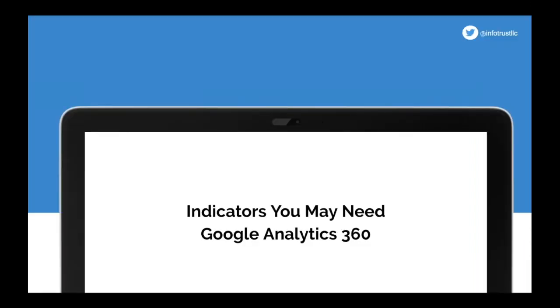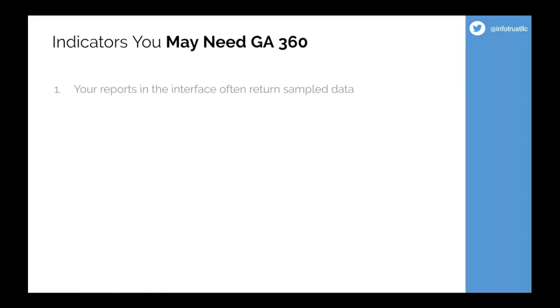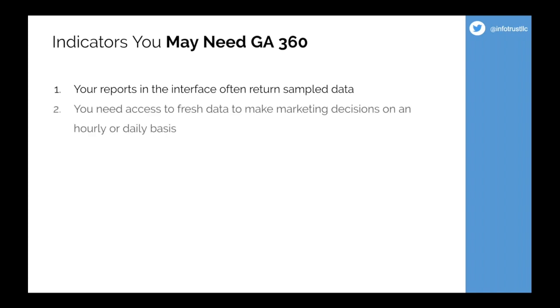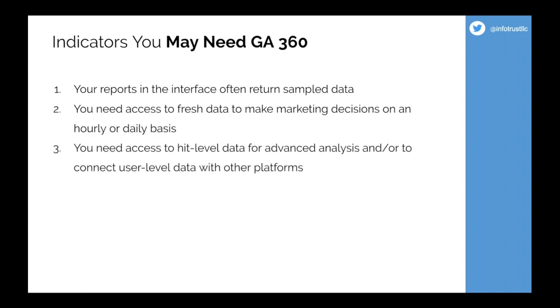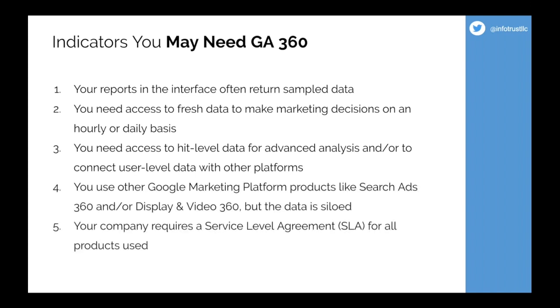So let's go through some of the indicators that you may need Google Analytics 360. And I think I mentioned a lot of these will definitely pop out at you if you've run into any of these in the past. So one is your reports in the interface are often returning sample data. This is definitely a big one. So we hear this a lot. People are seeing the sample data within the report and saying, this data doesn't look right, or I'm really wanting to pull the e-commerce revenue for 100% of the sessions, and I'm just not comfortable with having a subset of the data to be reporting on.